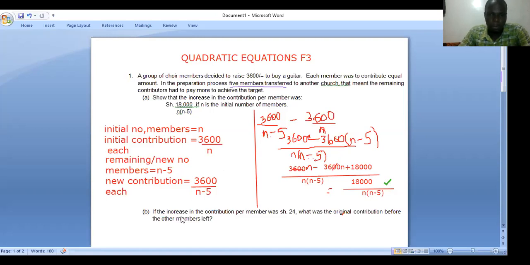The next question: if the increase in the contribution per member was 24, what was the original contribution? So we equate this to 24. That space is small, so let me introduce another space. Maths is very easy, you just need to cooperate to get your few marks.